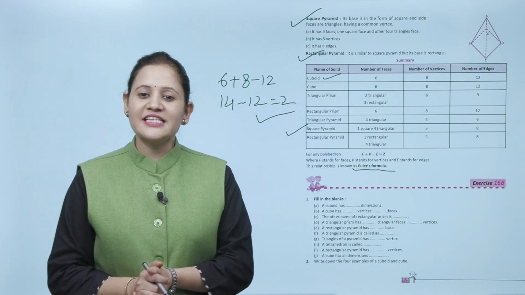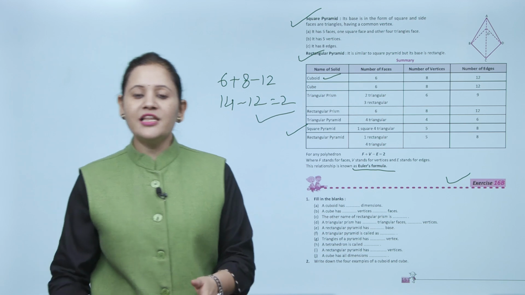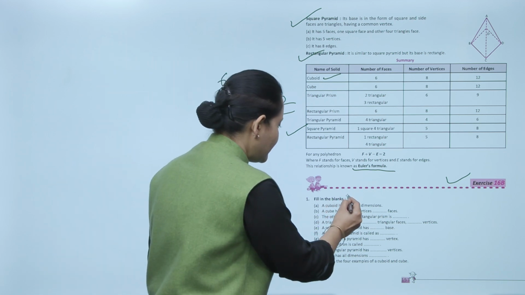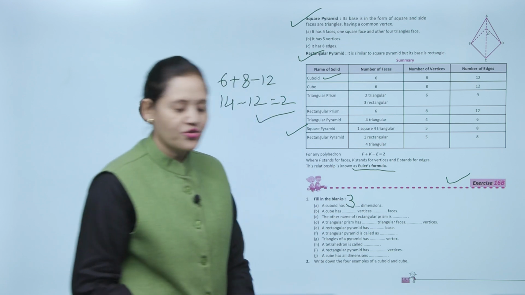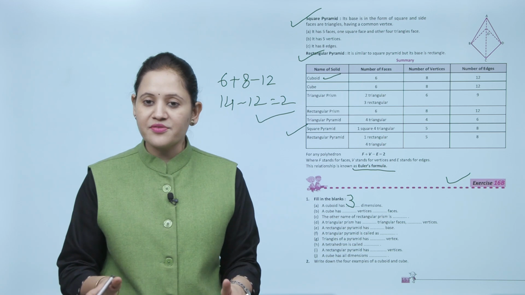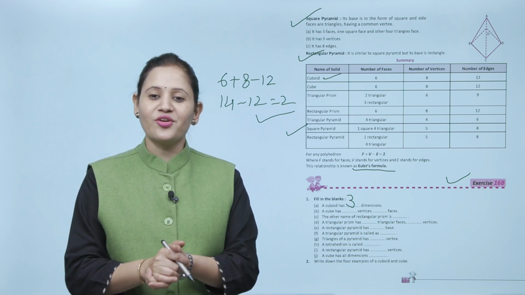Next is exercise 16b. Fill in the blanks. A cuboid has 3 dimensions: length, breadth and height. So cuboid में 3 dimensions होते हैं. You have to practice all the questions of this exercise. Here we end the chapter. I hope you understand it well. Now you have to practice it.